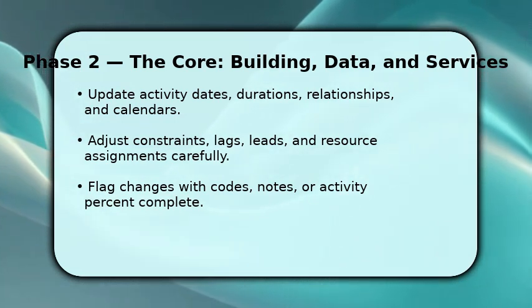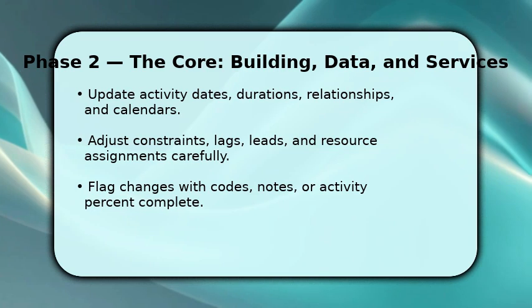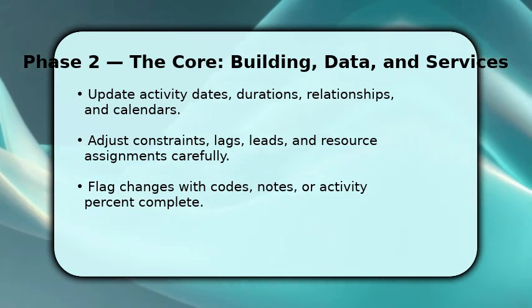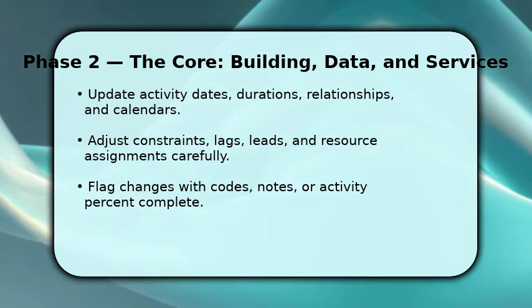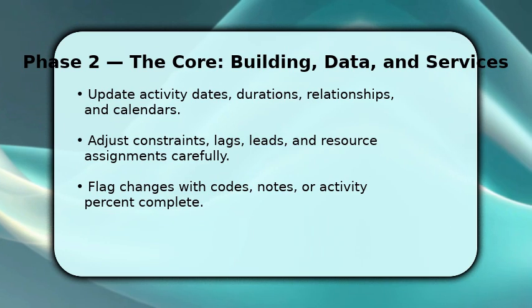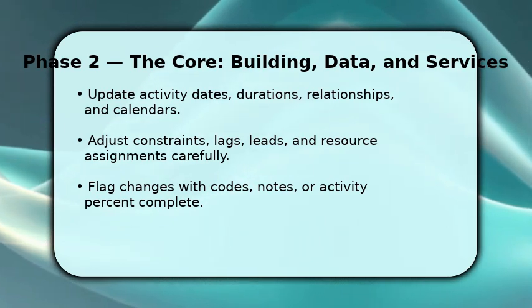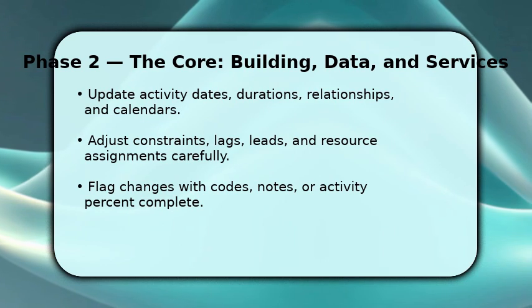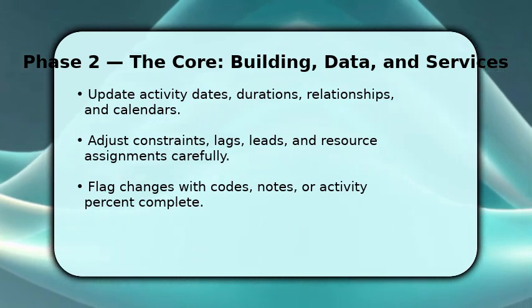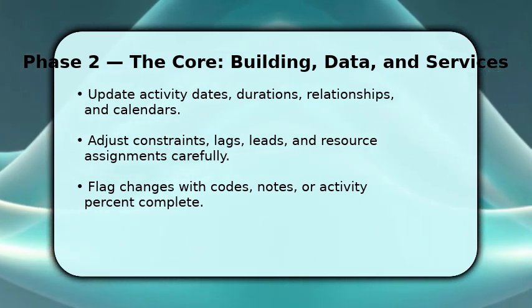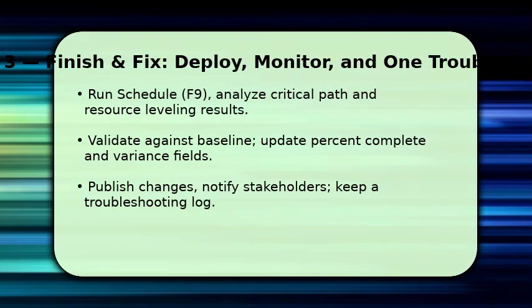Adjust resource assignments and calendars to reflect real availability, then recalculate. Once recalculated, review critical path and total float, and flag significant edits by using status codes or activity notes so stakeholders can trace decisions. This keeps you finish by running schedule to recalculate all dates and then validate results against the baseline so variances are visible.